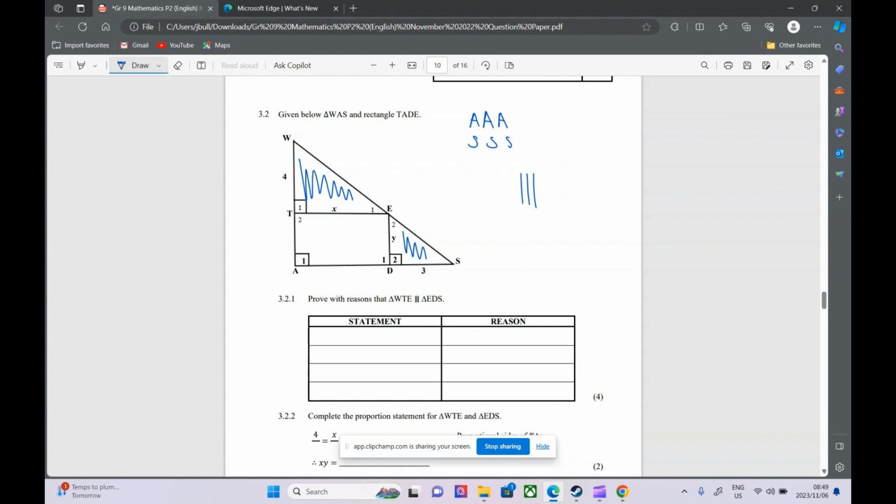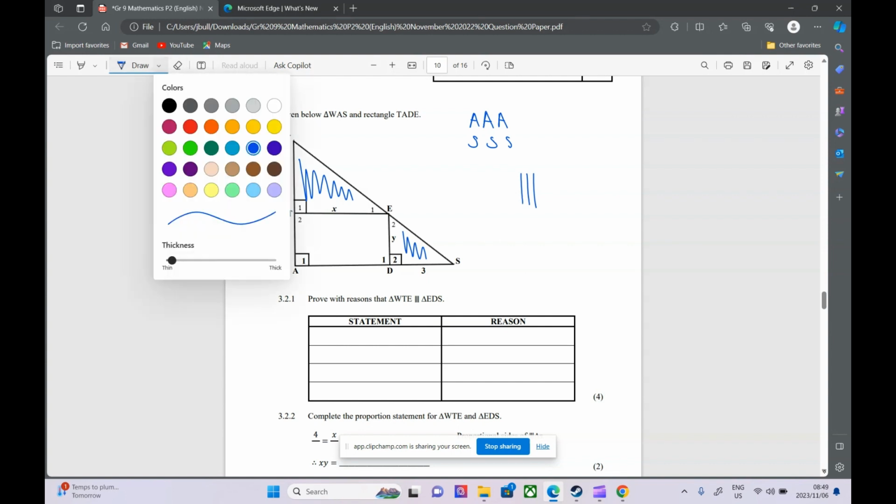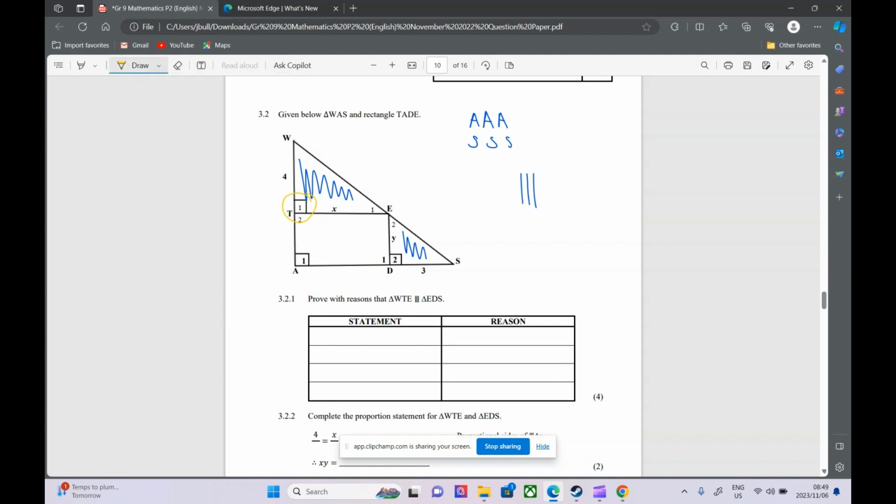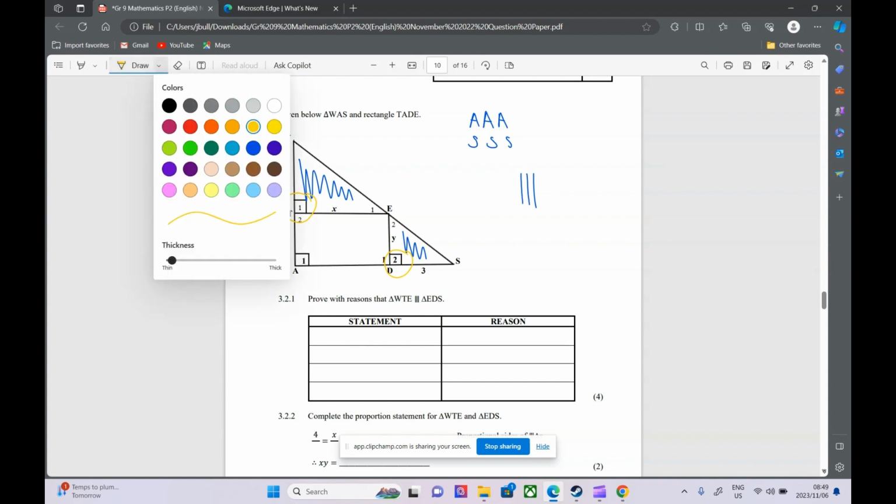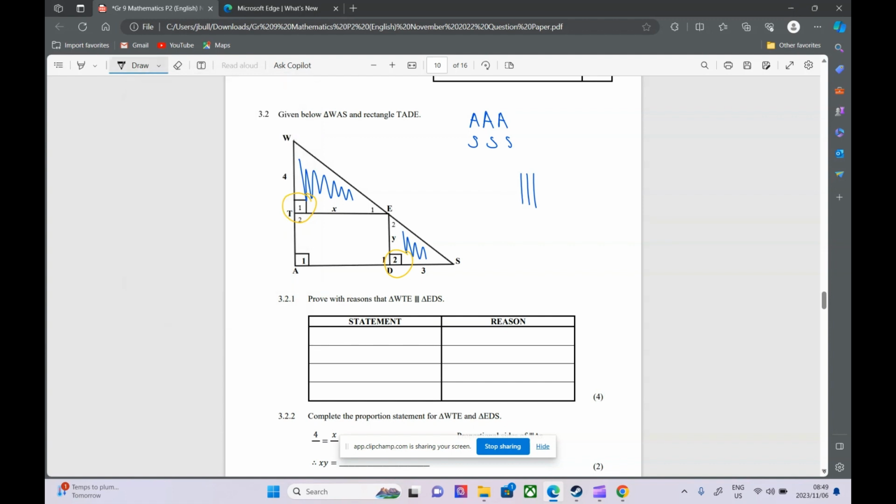So let's go through and see which angles we know are definitely equal. We can see in each of these triangles we've got a right angle. That's our easiest one. Those are definitely equal. So we can say T1 is equal to D2. They're both equal to 90 degrees, and that is given to us.